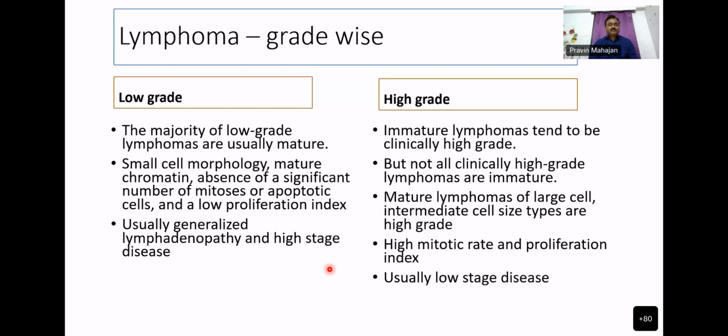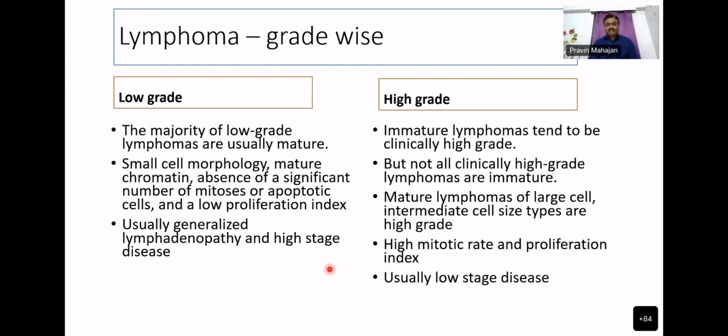So grade-wise, if you just categorize lymphomas into low grade and high grade, the low grade lymphomas, the majority of them, are actually mature lymphomas. They have small cell morphology. They have a mature chromatin. They don't show you significant mitosis or apoptosis, and the MIB1 proliferation index or Ki67 proliferation index will be very low. They usually present with generalized lymphadenopathy and usually have high stage disease.